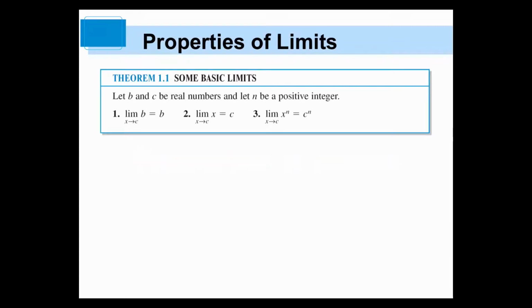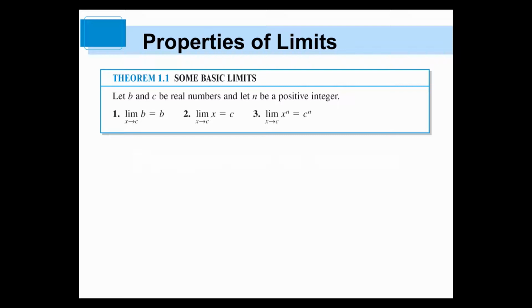Properties of limits. Ooh, that sounds so impressive. Okay, first things first. 3 theorems you should know. 3 theorems that are really simple if we break it down. Okay, so notice first of all in the theorems, B and C are numbers. We're using B to represent any possible number, C to represent any possible number.